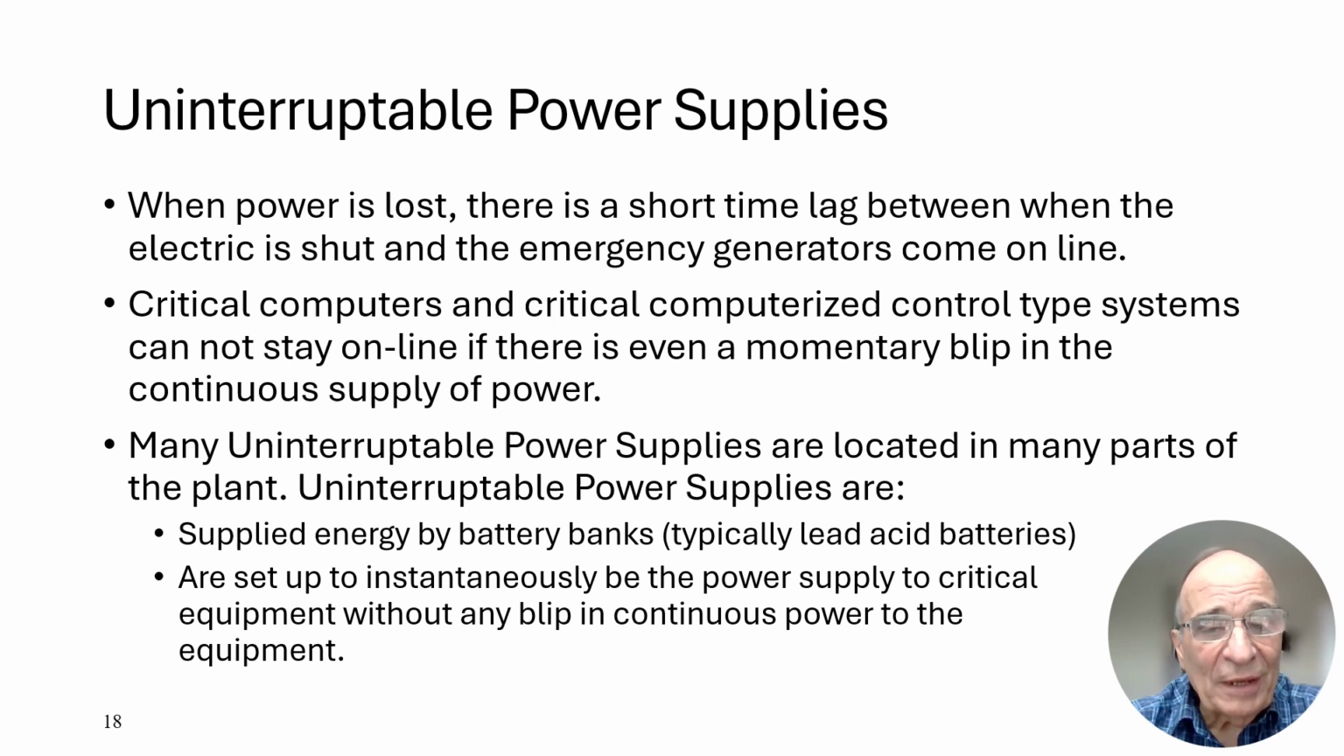Many uninterruptible power supplies are located in different parts of the plant. Uninterruptible power supplies are supplied by battery banks, typically lead acid battery banks that require continuous maintenance. These are set up to instantaneously be the power supply to the critical equipment without any blip in the continuous power to the equipment or without any change in frequency to the equipment that is being supplied.